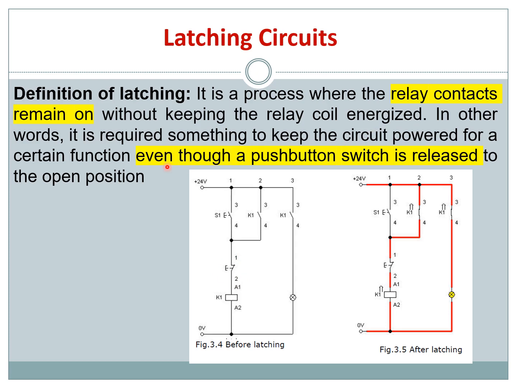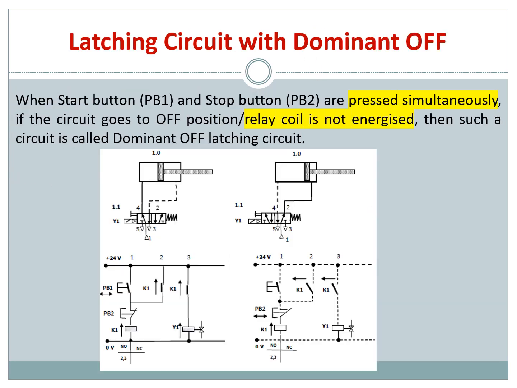That's why they say here, even though a push button switch is released, once you press and release it and your system has started, it will keep on going until you press a stop button. So in a latching circuit, you will have a start button and a stop button. Latching circuits are divided into two types. One we call dominant off.